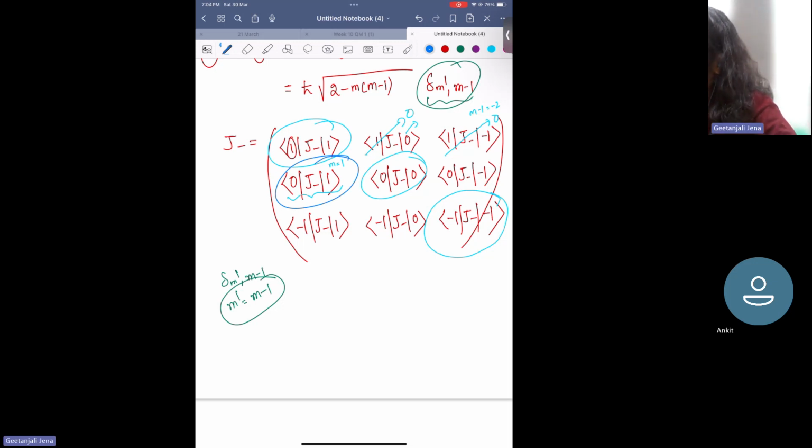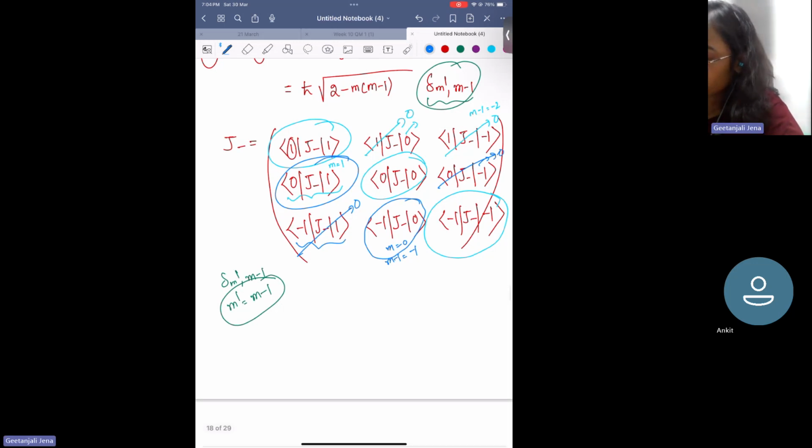And here m is minus 1. So you will get m minus 1 as minus 2. This is 0. And here m is 1. For this one, it is m is 1. So m minus 1 would be 0. That means this is also 0. And here m is 0. That means m minus 1 is minus 1. So that means this one is non-zero. So only two terms are non-zero.